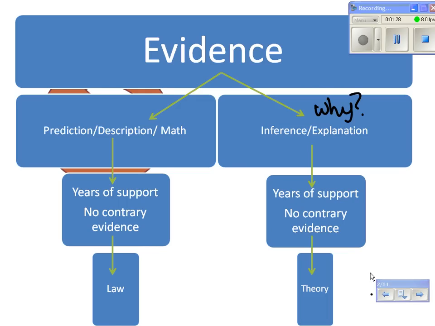Notice that there's no little green arrow between a theory and a law, because a theory will never, ever become a law. A theory and a law are both two end results of two different processes of science.